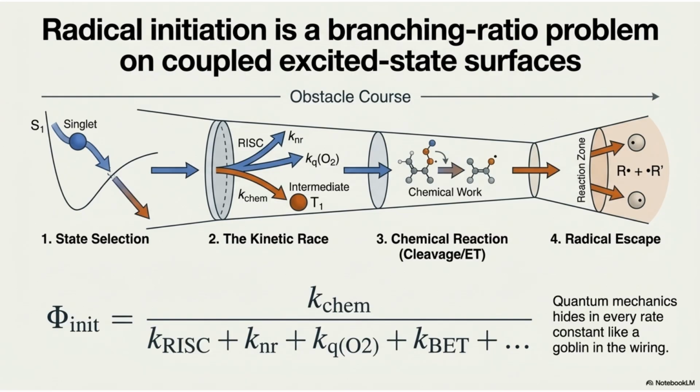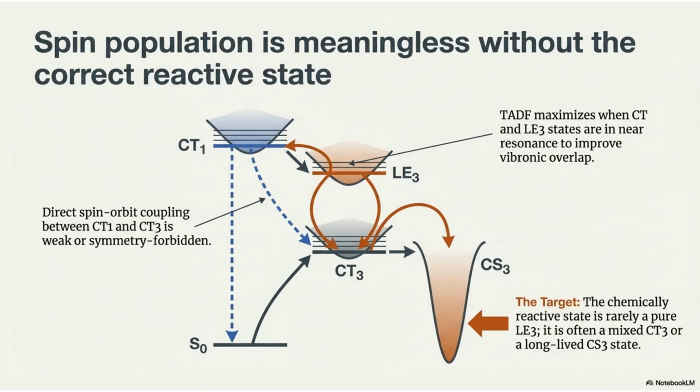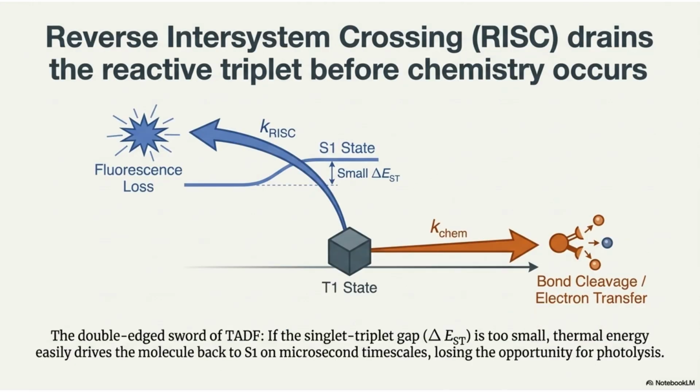Quantum mechanics governs every rate constant in this process. Spin population is meaningless without the correct reactive state. The chemically reactive state is rarely a pure locally excited state. Instead, it is often a mixed charge transfer, or long-lived charge-separated state, which is our target for high reactivity. Reverse intersystem crossing, RISC, drains the reactive triplet before chemistry can occur.